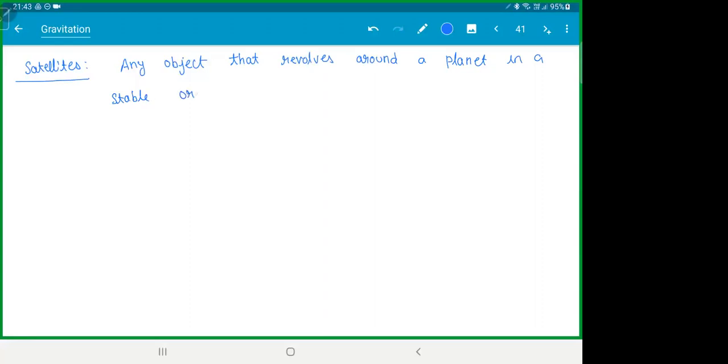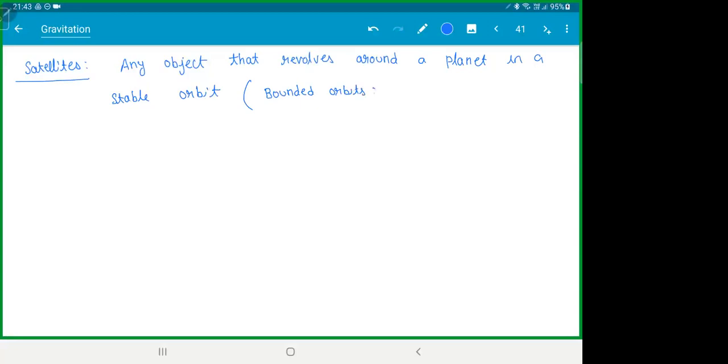Next thing, satellites. So what are satellites? A satellite is simply any object that revolves around a planet in a stable orbit. Generally, stable orbit means it's a bounded orbit. That is the meaning of stable.